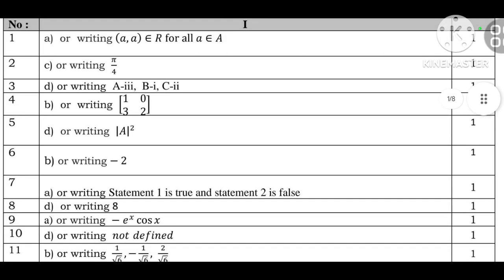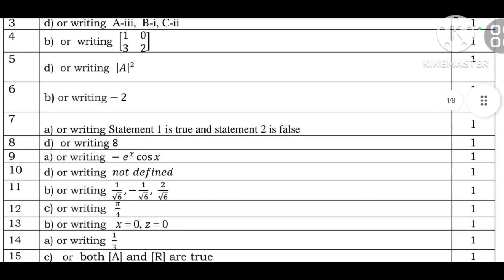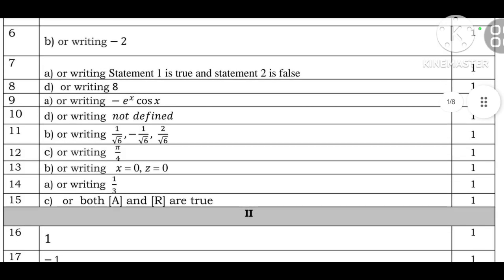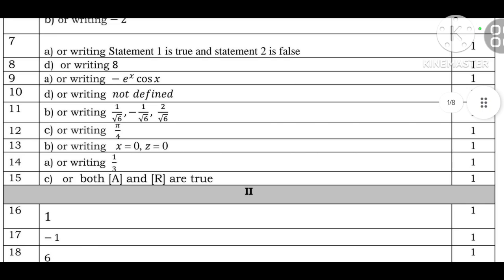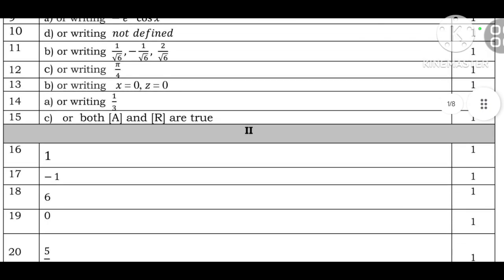Second, C is the correct answer. Coming to the third question, D is the correct answer. Fourth question, B is the correct option. Fifth, D is the correct option. Sixth, B is the correct option. Coming to the seventh question, A is the correct answer. Coming to the eighth, option number D is correct. Ninth, A is correct. 10th, D is correct. 11th, B is correct. 12th, C is correct. 13th, B is correct. 14th, A is correct.